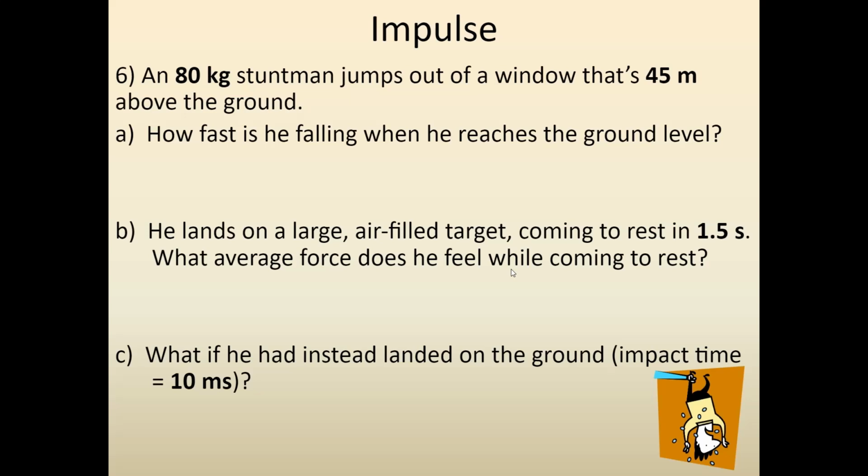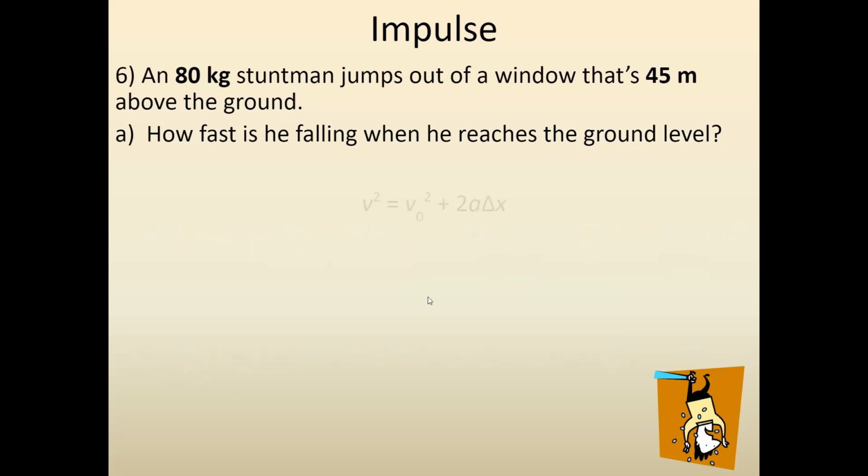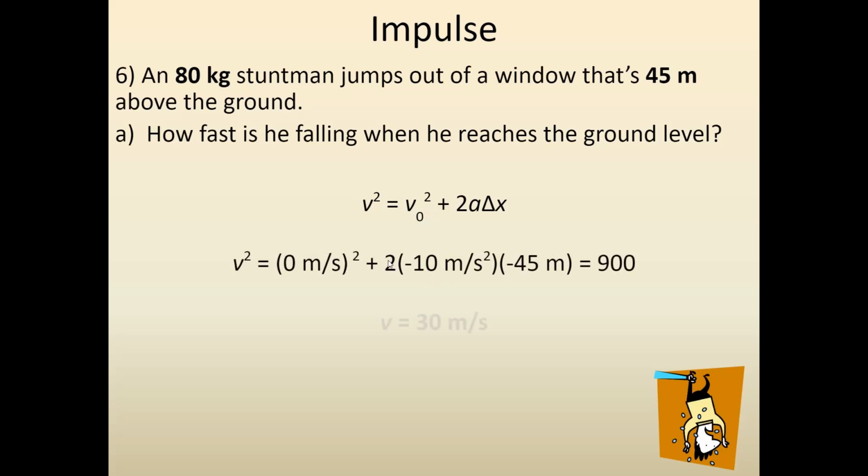All right, so we have the stuntman jumping out of a window. They want us to first figure out how fast he's falling when he reaches the ground. I could do this one of two ways. I can use conservation of energy, or I can use kinematics. We'll just do kinematics since that one's easier. We know what the distance is, we know the acceleration due to gravity for objects that are falling, and we know the initial speed is 0. So we plug this in and we get that the speed they reach the ground with is 30 meters per second.